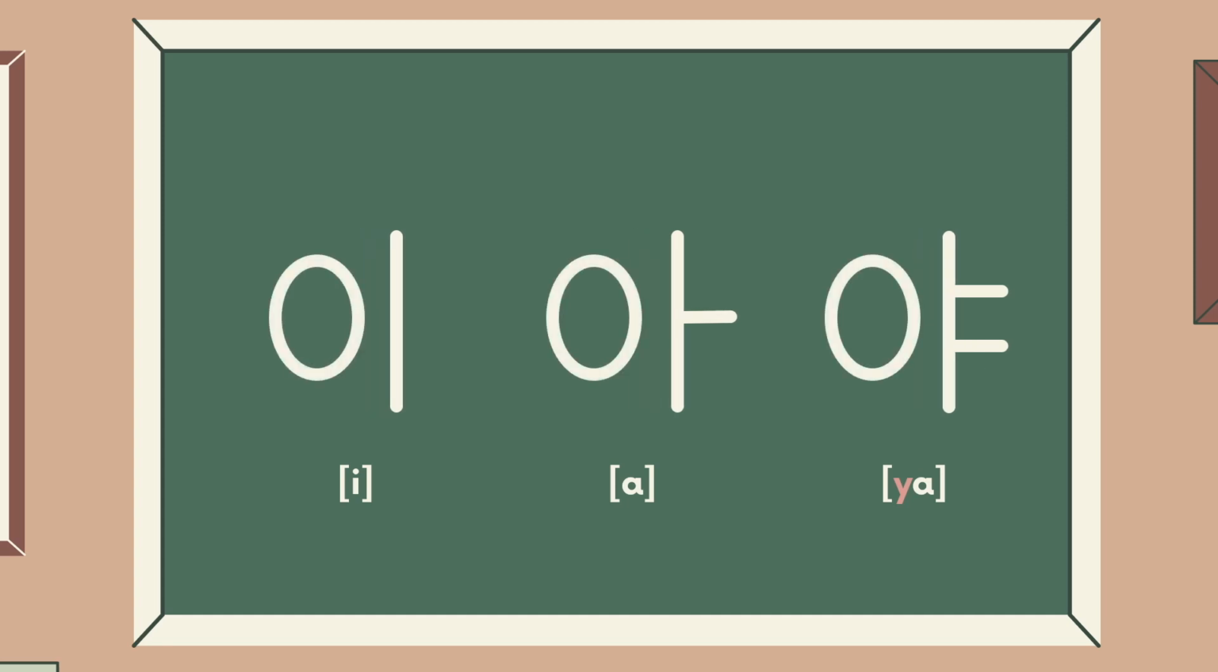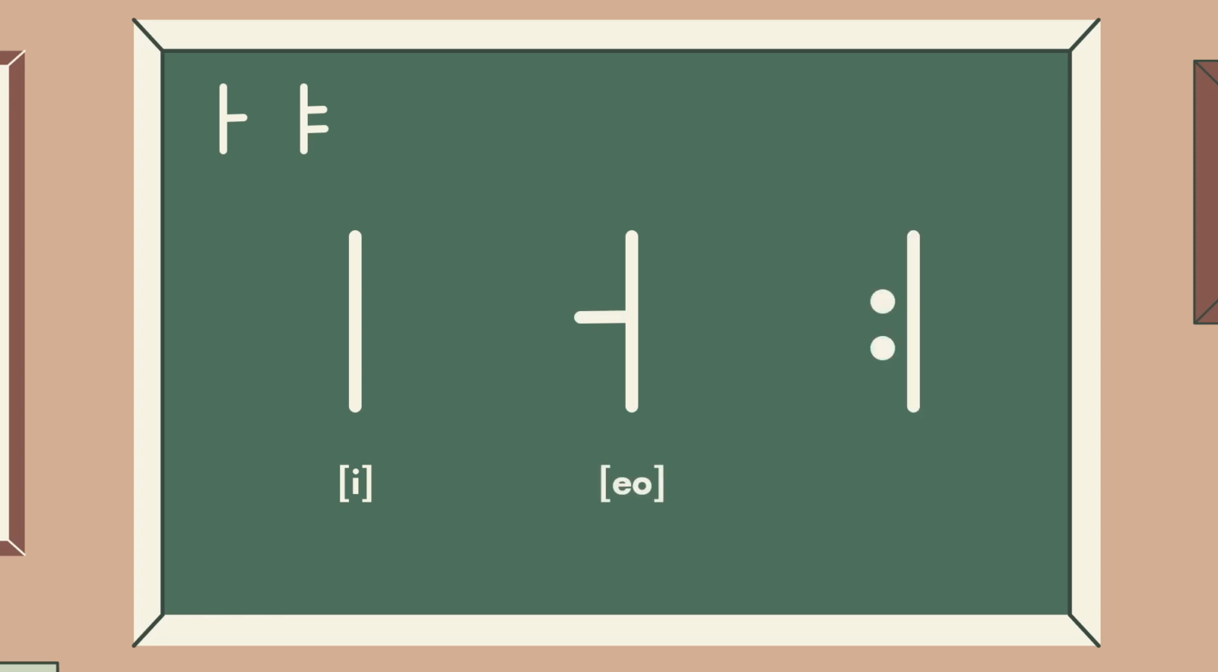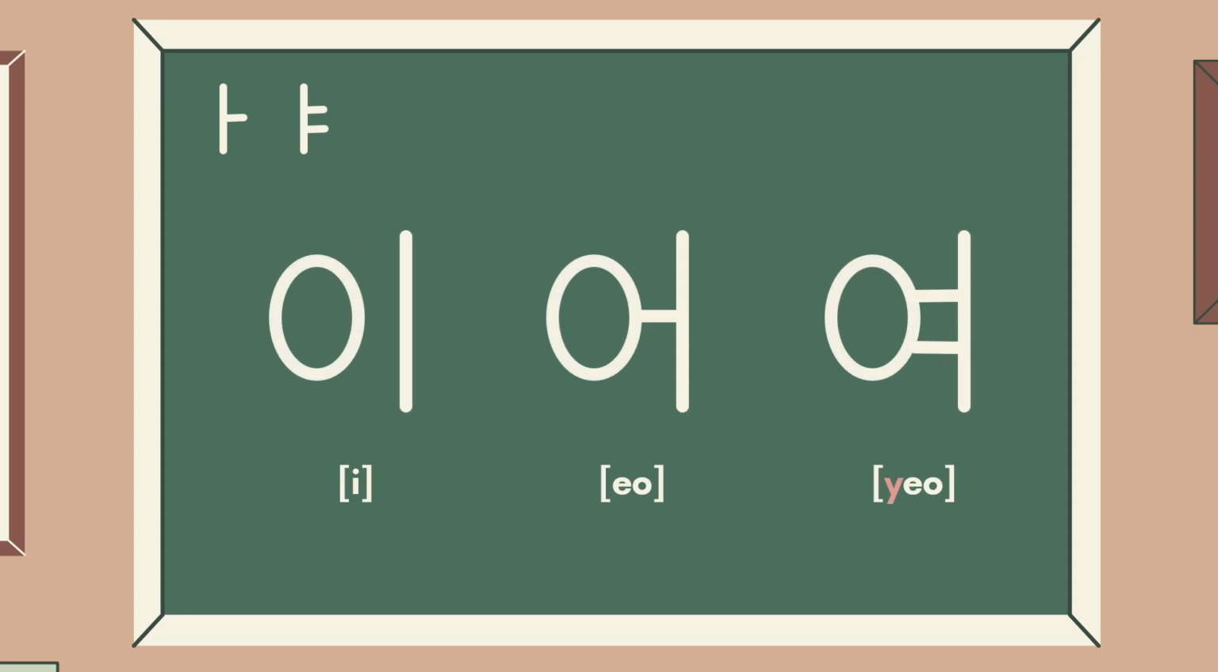E, A, Ya. The circle on the left side of each vowel is a consonant, E, Ng. It has no sound but just helps the sound of the vowels. Same way, when we put the dot on the left side, it becomes A. And one more would be Ya. And they would sound like E, A, Ya.